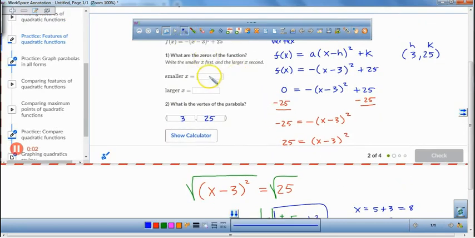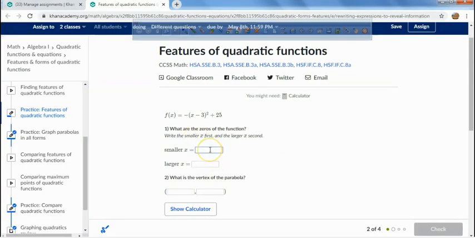All right, so I'm going to plug in right here. What's our smaller one? Negative 2. What's our larger one? Positive 8. And those are all of my final answers. So I'll type in a negative 2, positive 8, and the vertex, which is at a 3 and a 25. And boom, got it right.